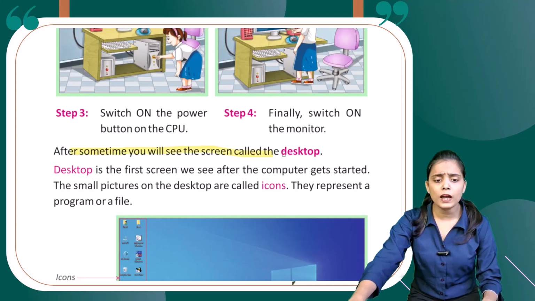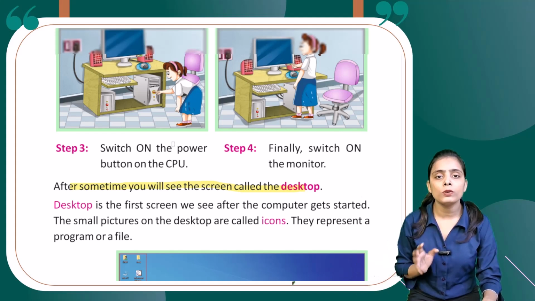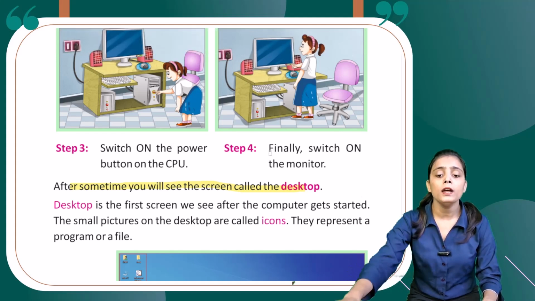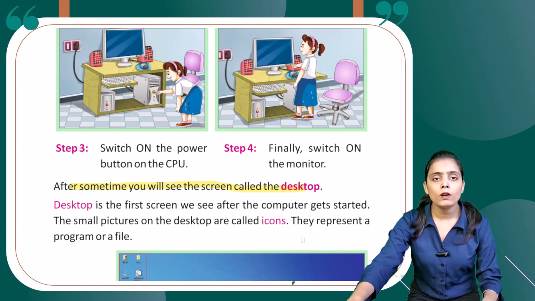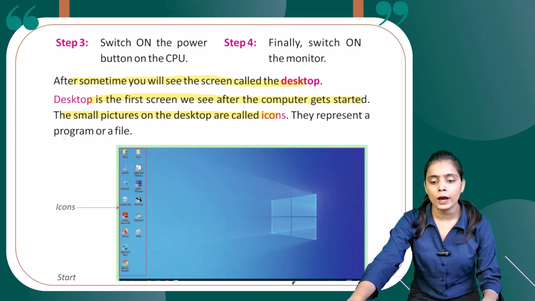Now after some time you will see the screen called the desktop. Okay, आपको system boot होता है, थोड़ा सा time लेता है start होने में, and after some time you will see your computer screen that is called desktop. Desktop is the first screen we see after the computer gets started. The small pictures on the desktop are called icons. They represent a program or a file.